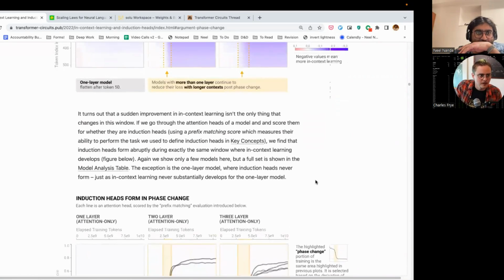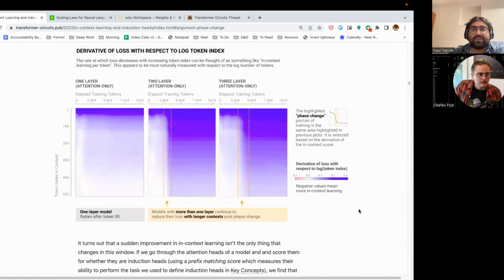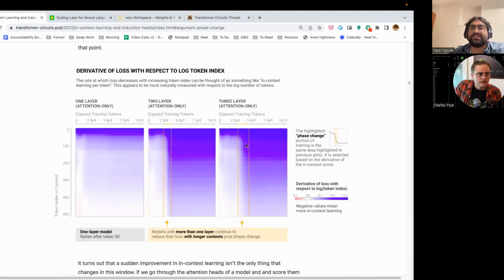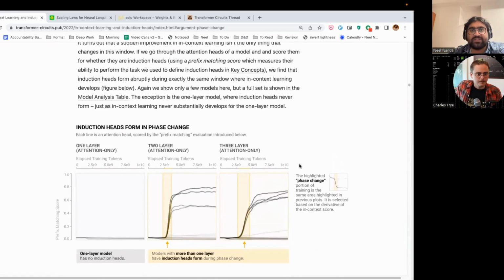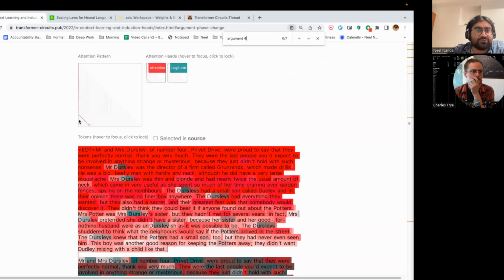All right, so now we're going to shift a bit and get a bit more mechanistic. Everything up here was just, there is a phase change in context learning. But now we're going to try to tie this to induction heads. The really key thing about induction heads, let me go find a picture, is that they have this really distinctive stripe down here.